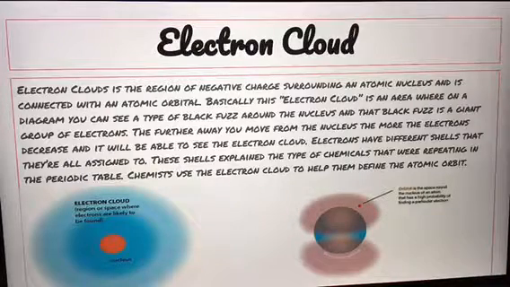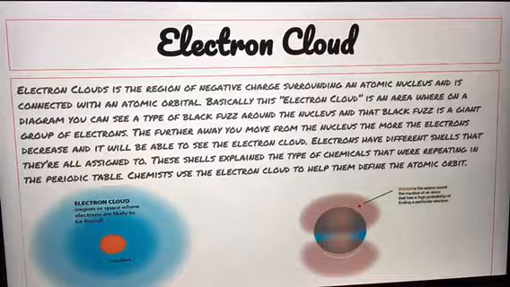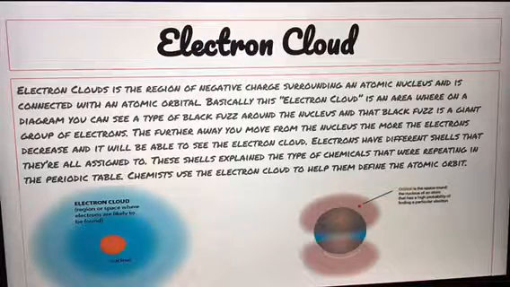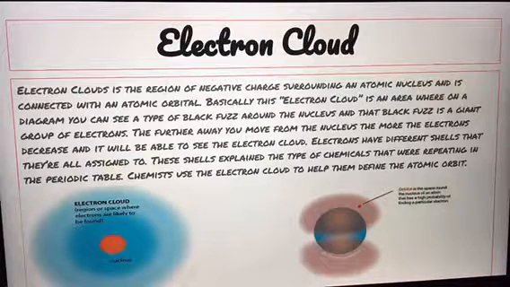Electron cloud. The electron cloud is the region of negative charge surrounding an atomic nucleus and is connected with an atomic orbital. Basically, this electron cloud is an area where on a diagram you can see a type of black fuzz around the nucleus, and that black fuzz is a giant group of electrons. The further away you move from the nucleus, the more the electrons decrease, and the less you are able to see the electron cloud. Electrons have different shells that they're all assigned to. These shells explain the type of chemicals that we're repeating in the periodic table. Chemists use the electron cloud to help them define the atomic orbit.